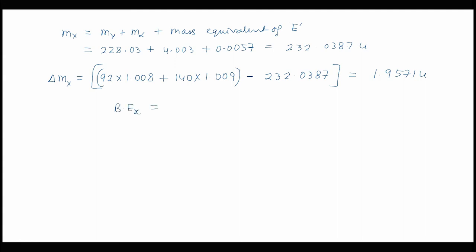The binding energy for X can be calculated as 1.9571 U times 931.5, and the value will be obtained in mega electron volt. It comes roughly equal to 1823 mega electron volt. So this is the final answer for this problem. The binding energy for X is calculated as 1823 mega electron volt. Let us move to the next problem.